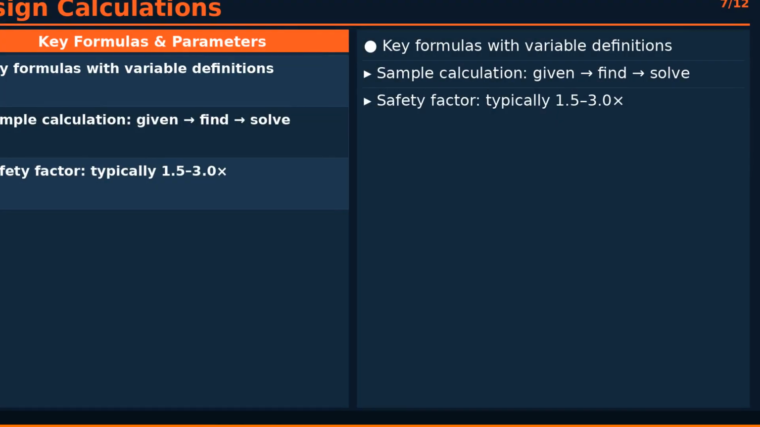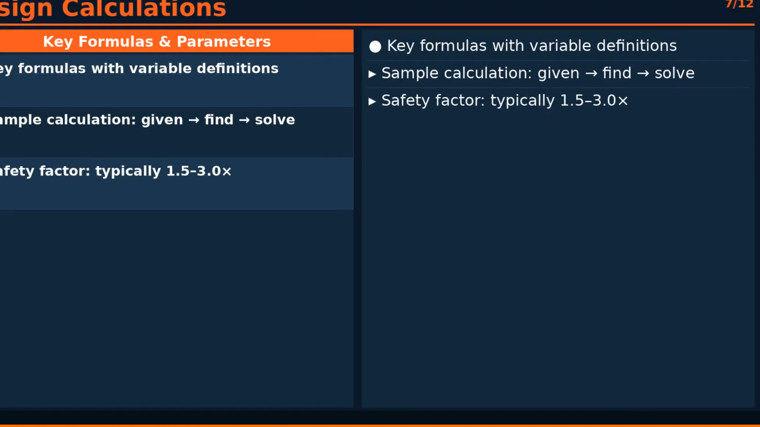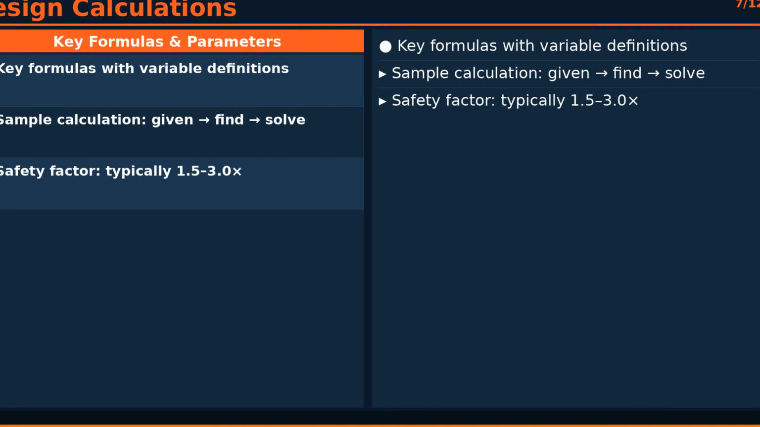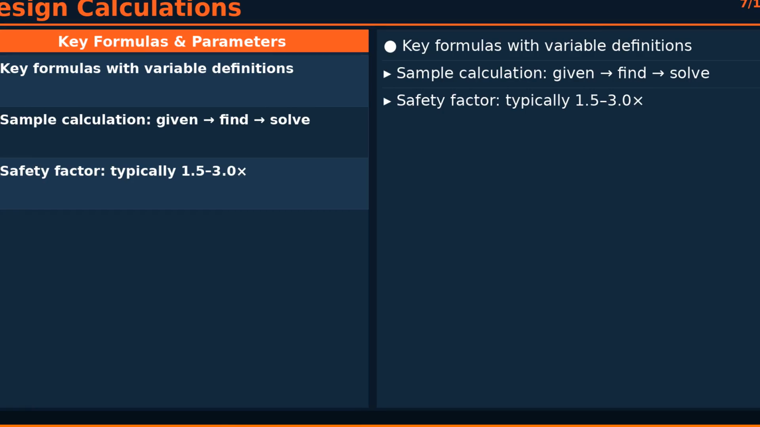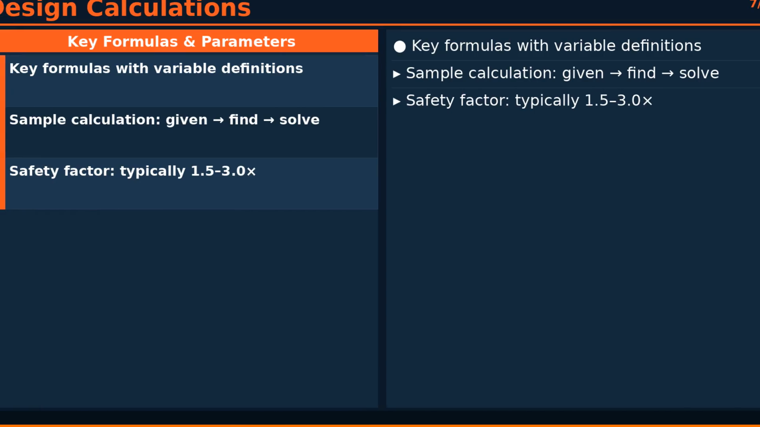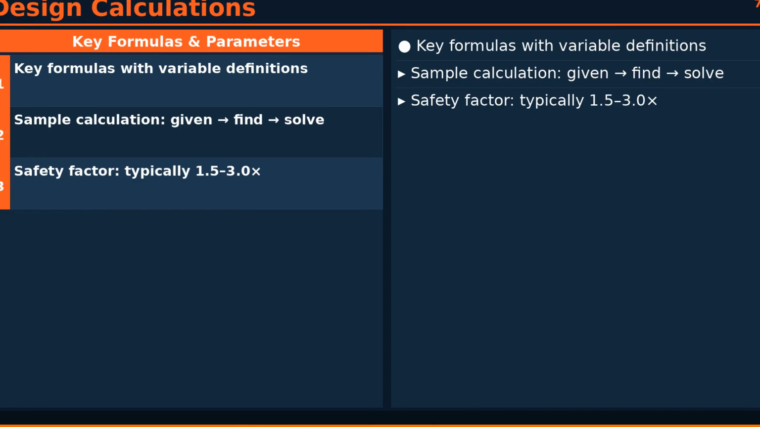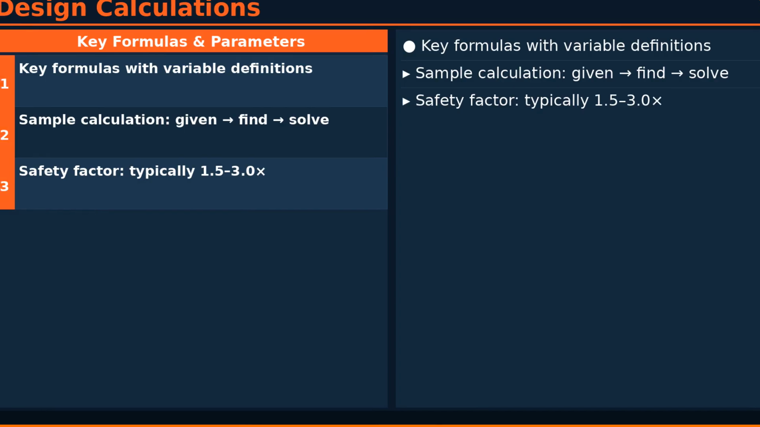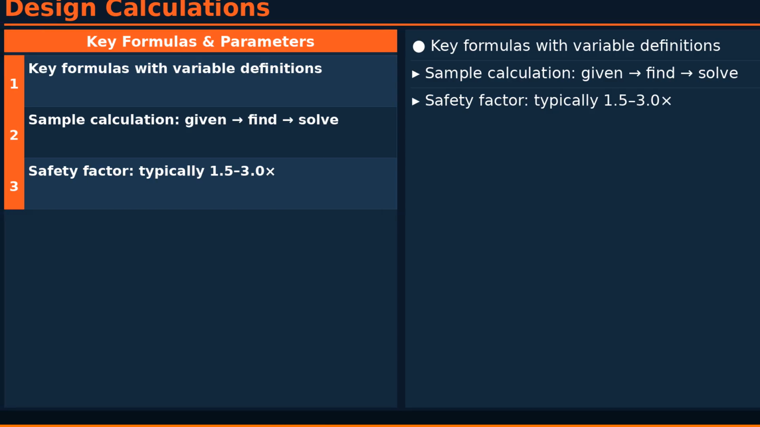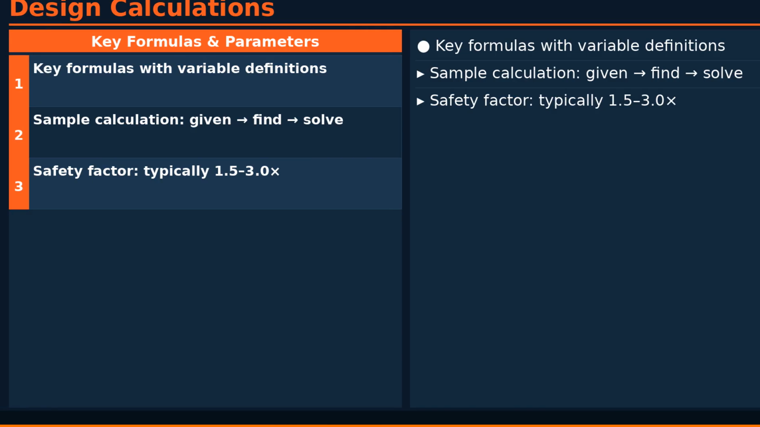Design calculations for Introduction to Polymers and their classification require applying fundamental formulas with correct parameter values. A worked example clarifies how to substitute known values and solve for the required quantity. Always apply a safety factor of 1.5 to 3.0 as per applicable engineering standards.